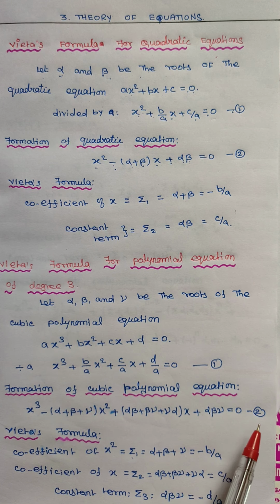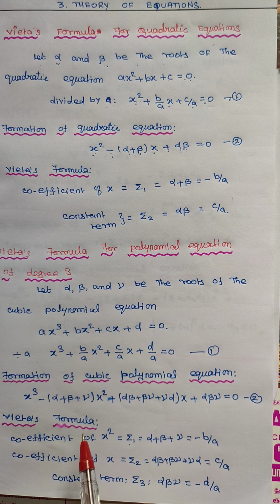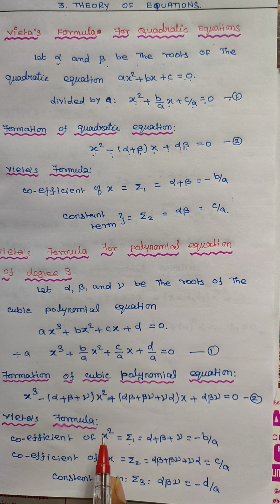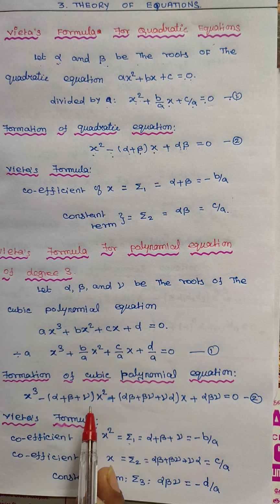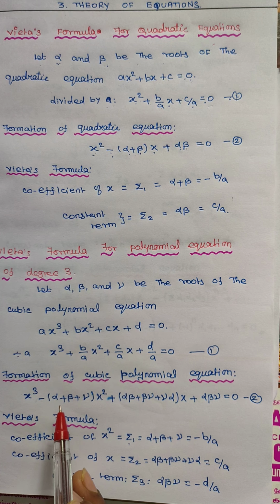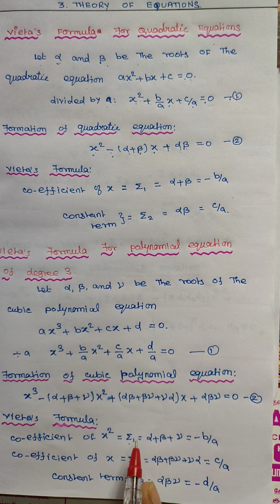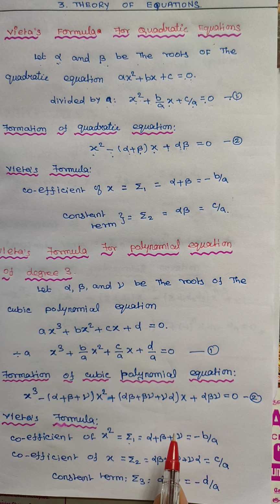So Vieta's formula: comparing equation number 1 and 2, we relate the coefficients of the polynomial to the sum and product of the roots. First, the coefficient of x square. Here the coefficient of x square is b by a, and here it is minus of alpha plus beta plus gamma. So alpha plus beta plus gamma equal to minus b by a. This is the sum of all the roots.